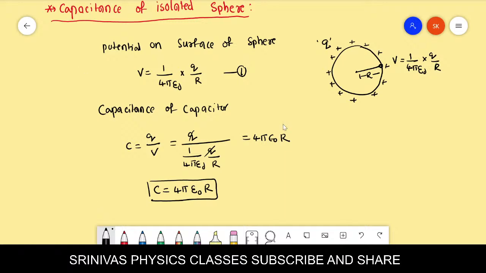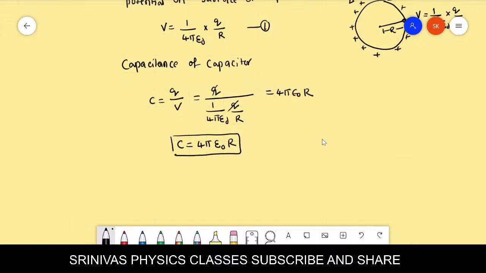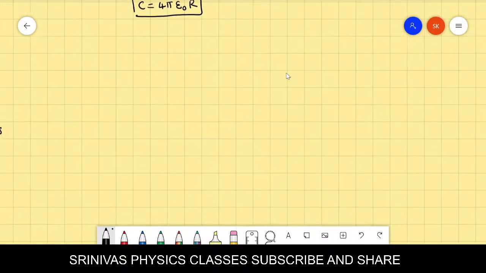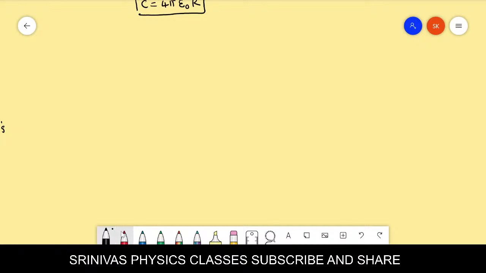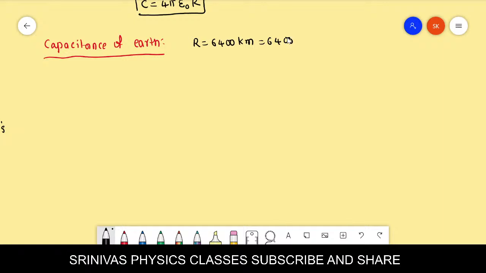Right. And now let us see how to find out the capacitance of Earth. Earth can also store charge. How can we find out the capacitance of Earth? In order to find it, we have to write the value of the radius of Earth. What is the radius of Earth? The radius of Earth is 6,400 kilometers. You convert this into meters, that is 6,400 into 10 to the power of 3 meters.